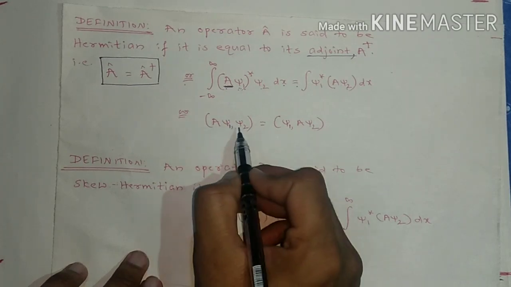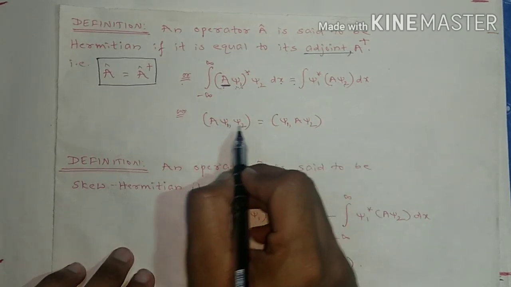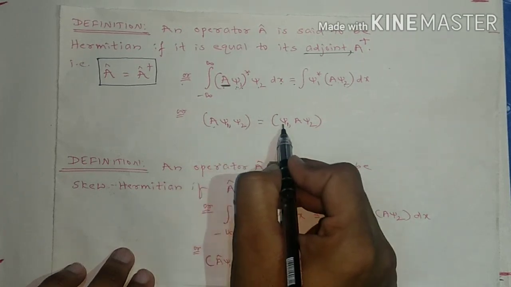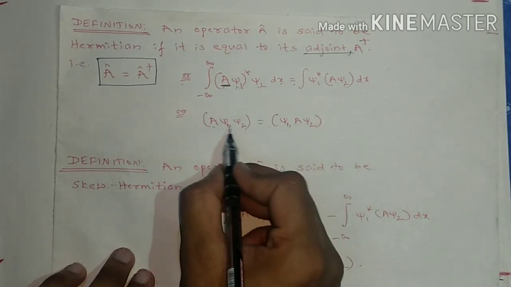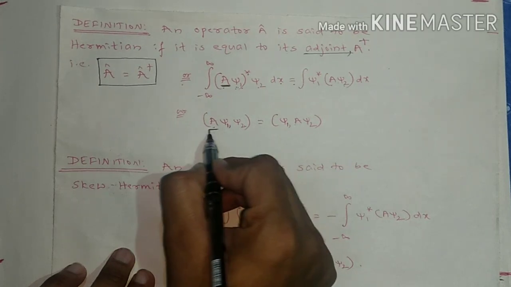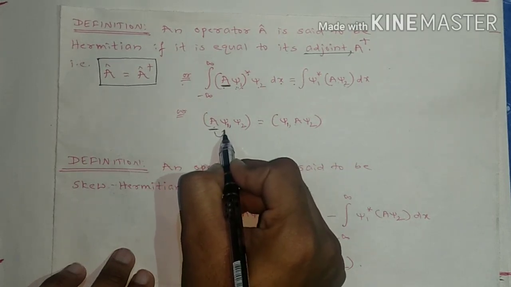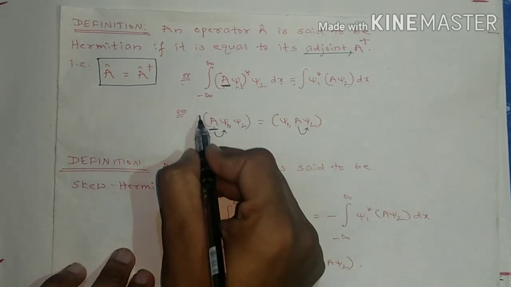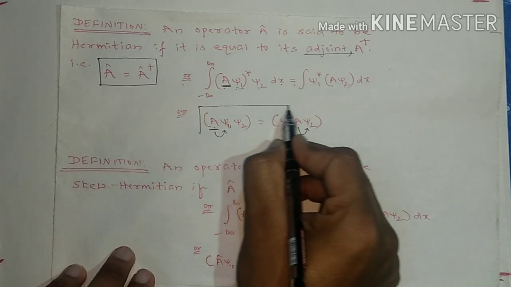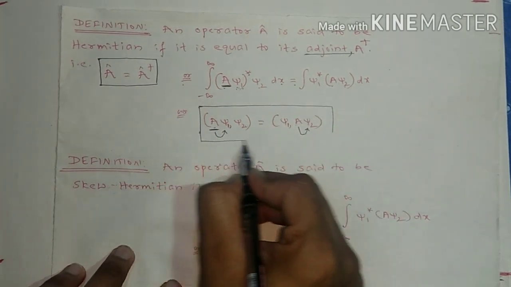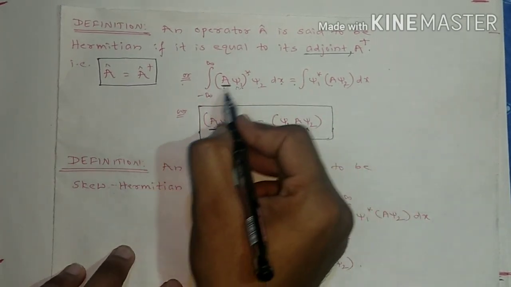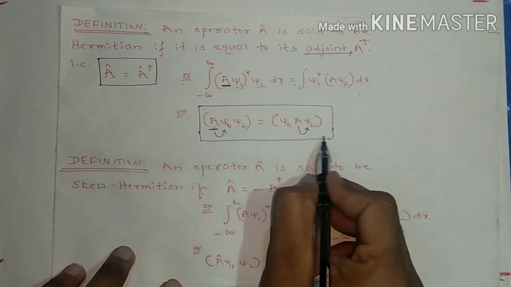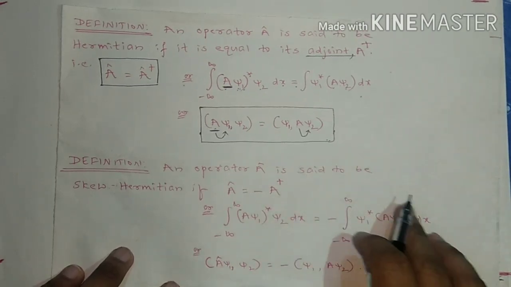Or in terms of scalar product, we can write (A psi 1, psi 2) is equal to (psi 1, A psi 2). You can see here this operator A is associated with psi 1 and here A is associated with psi 2. So this is also one more definition of a Hermitian operator.